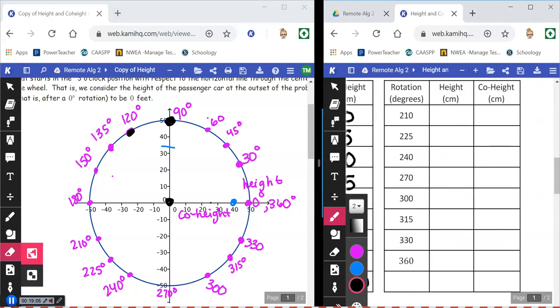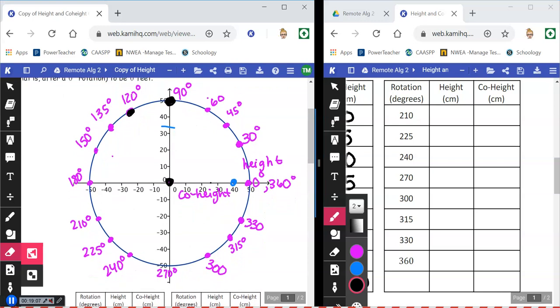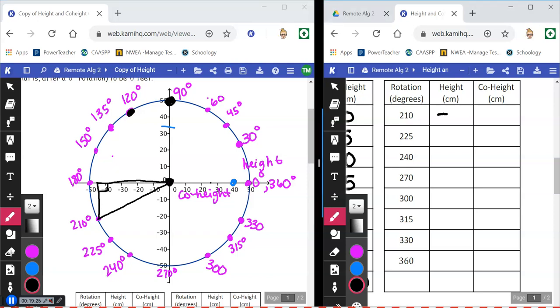So let's move on and do all the ones between 180 and 270. So for 180, we already did that, sorry. 210. So we're creating a right triangle with the x-axis here. So it looks like our height is about negative 20, which is this vertical distance, and then our horizontal distance is negative 45.